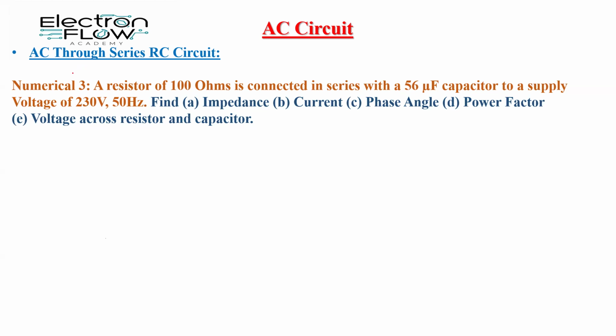So today we are going to discuss numerical problem number 3, which is based on the RC circuit. In this problem, some values are given to us: a resistor of 100 ohm is connected in series with a 56 microfarad capacitor to the supply. The supply voltage is 230 volt, 50 hertz. Here we need to calculate a few things: impedance, current, phase angle, power factor, and the voltage across the resistor and the capacitor. So let's start the solution.